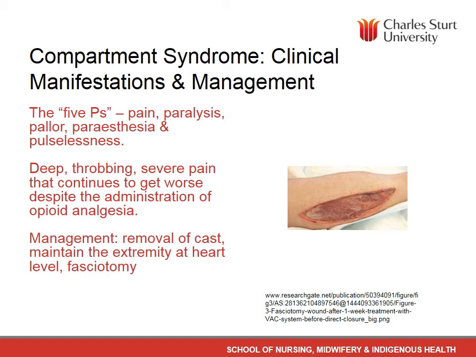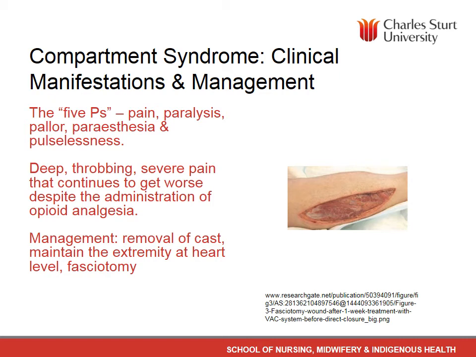So pain, paralysis, pallor, paresthesia, and pulselessness. The pain associated with compartment syndrome is quite distinctive. It's a very deep, throbbing and severe pain that continues to get worse despite the administration of opioid analgesia.